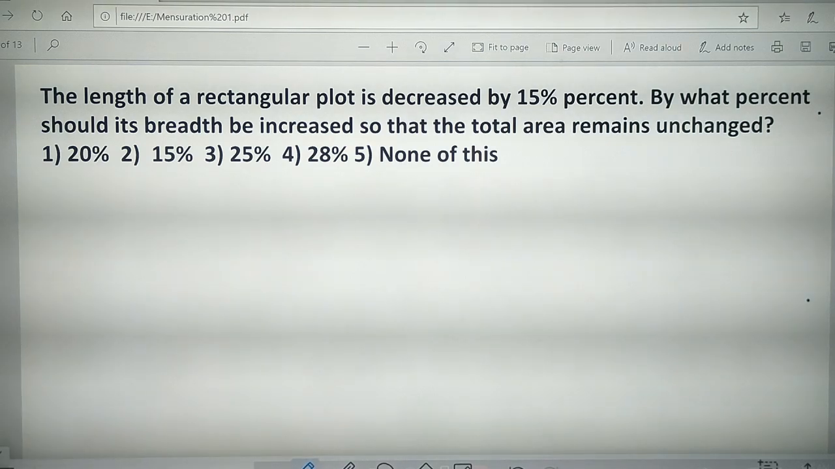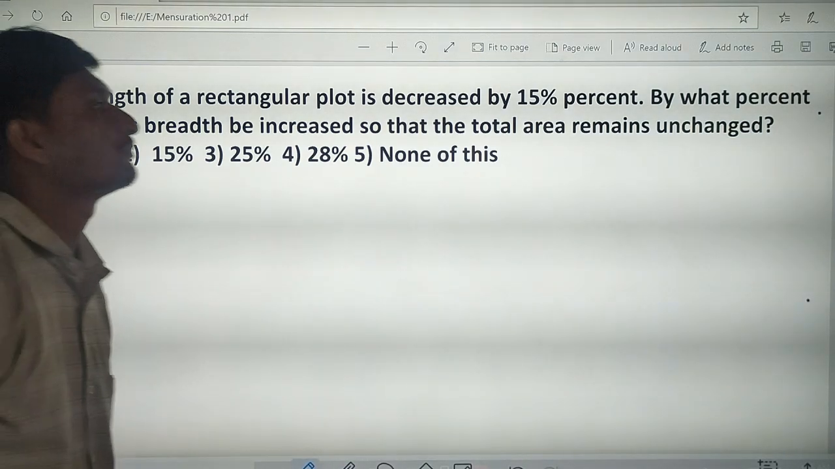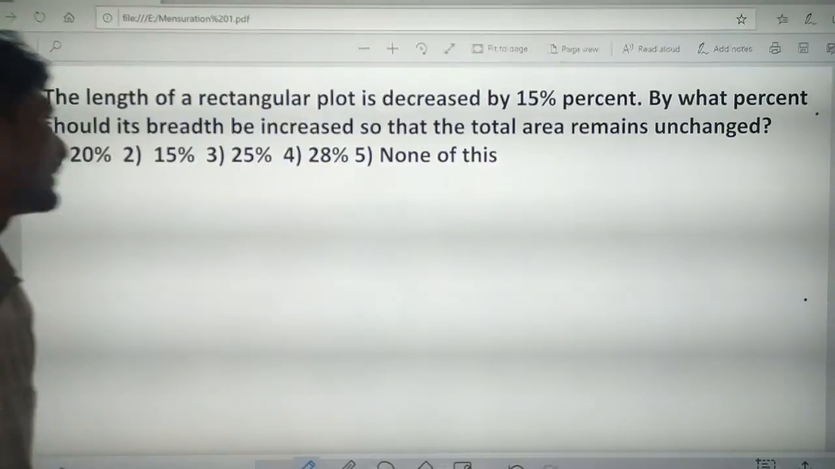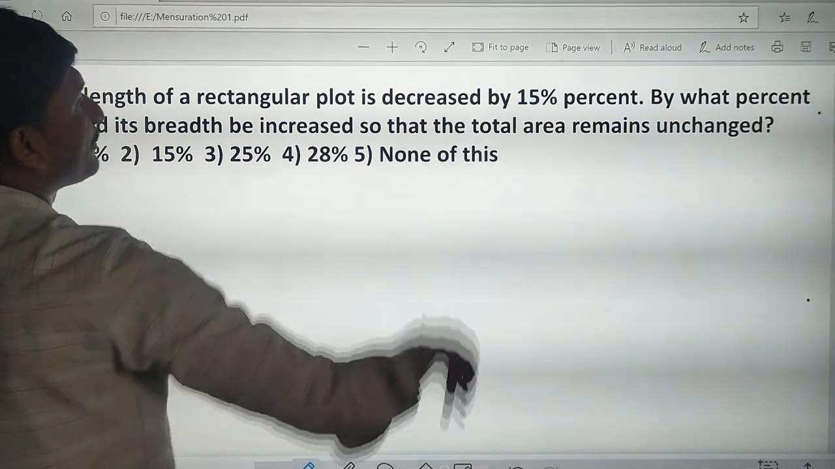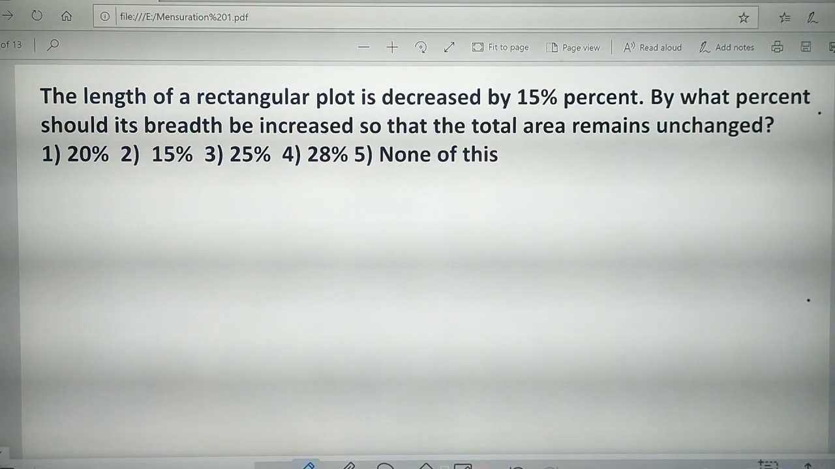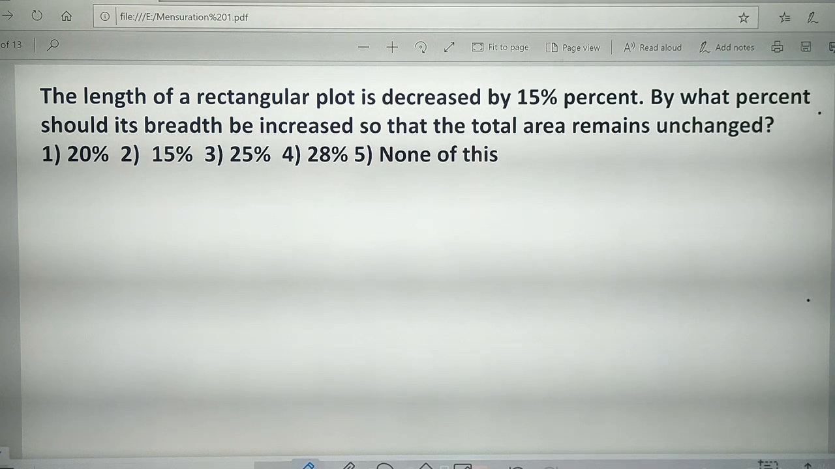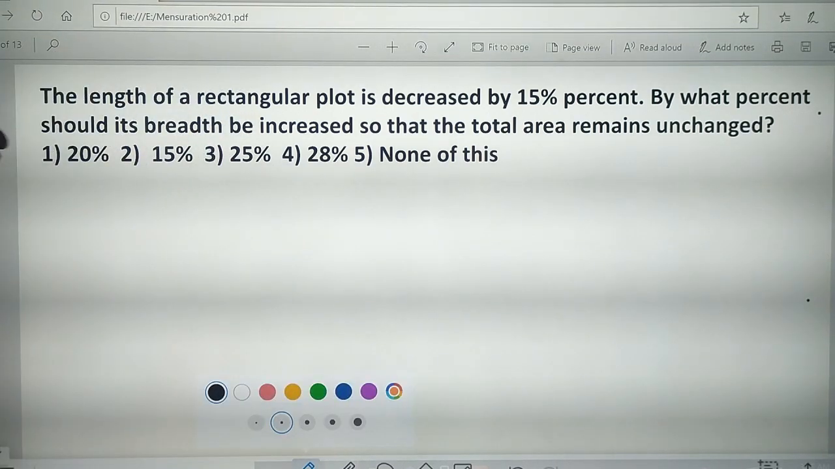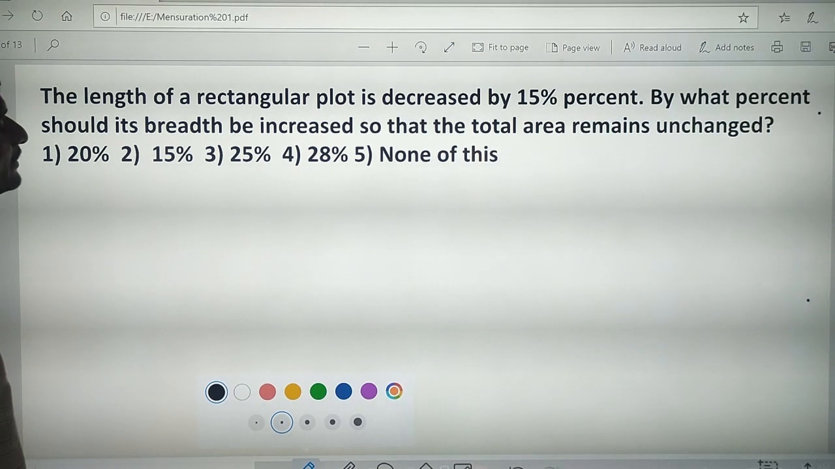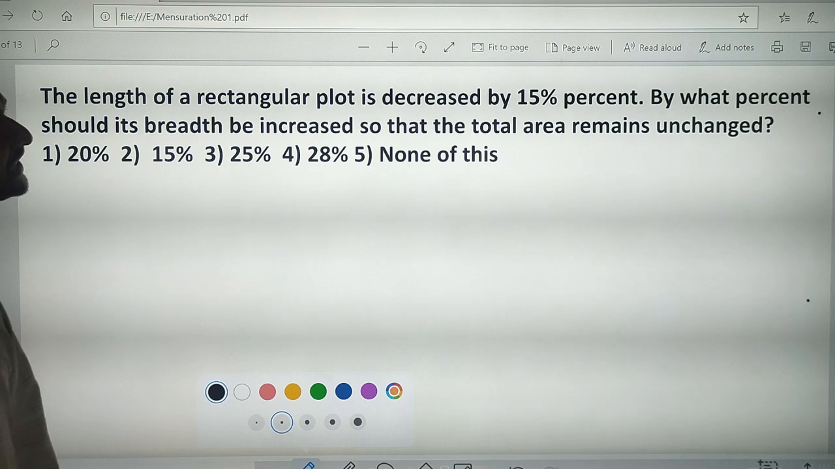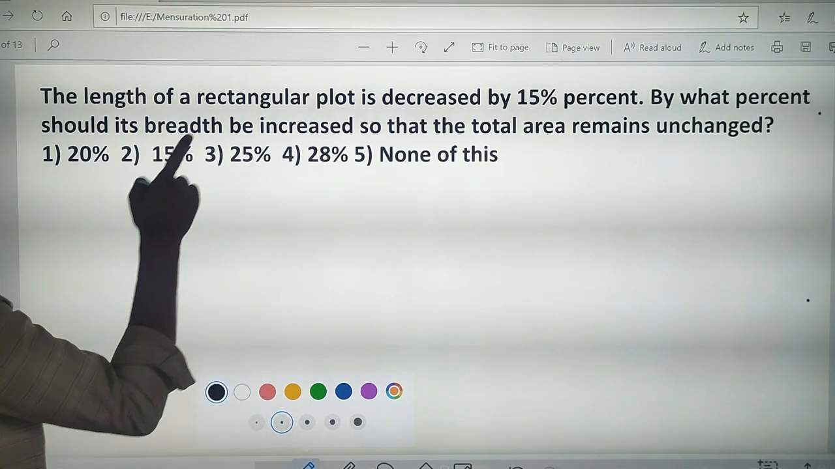The length of the rectangular plot is decreased by 15%. By what percent should its breadth be increased so that the total area remains unchanged? The length of the rectangular plot is decreased by 15%. Then how much percent should the breadth be increased so that the area remains unchanged?